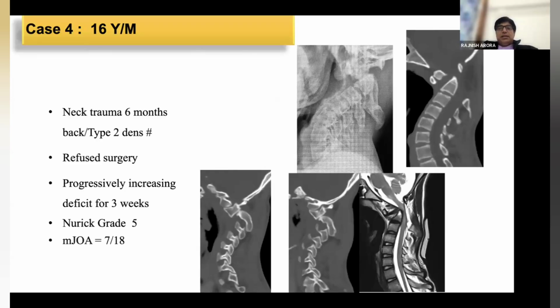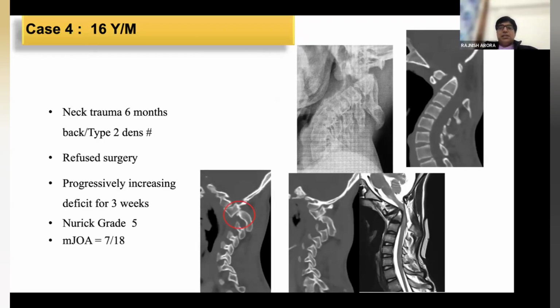So this again, like Dr. Pruthi showed, was a neglected fracture. Six months ago, the boy, 16 years old, had a neck trauma with no deficits, the family refused surgery, and went home. But 3 weeks before presentation, the boy rapidly started to have significant deficits and was brought to us in a wheelchair. Respiration was okay.